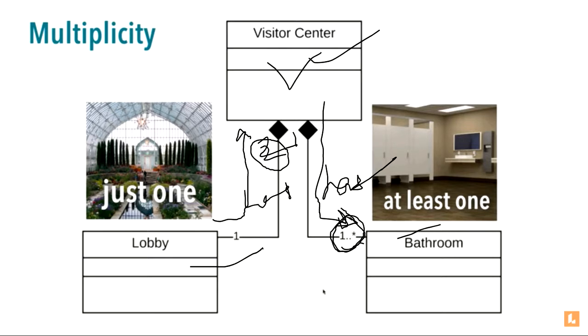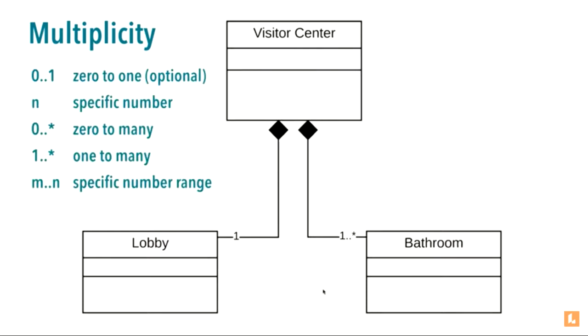So how many kinds of multiplicities are there? This one is optional, 0 to 1. You want to write it, you don't want to write it, it doesn't matter. Then it is n. N means a specific number. For example, here we have written 1. How will you read it? If you want to read this 1, you have to reach this 1. So visitor center has one lobby.